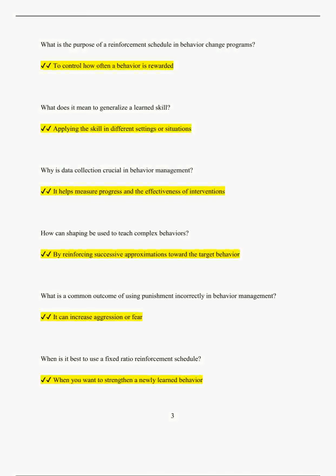What is a common outcome of using punishment incorrectly in behavior management? It can increase aggression or fear. When is it best to use a fixed ratio reinforcement schedule? When you want to strengthen a newly learned behavior.